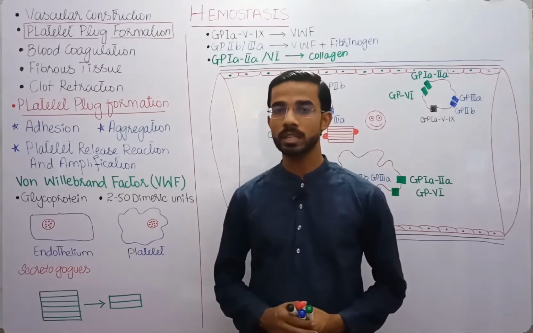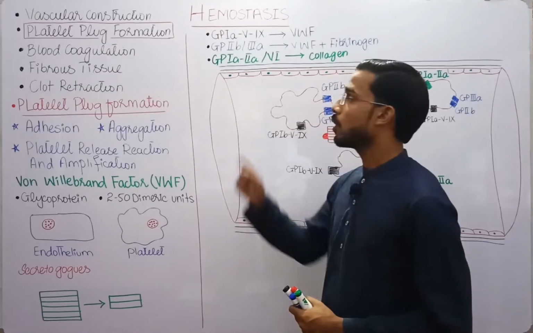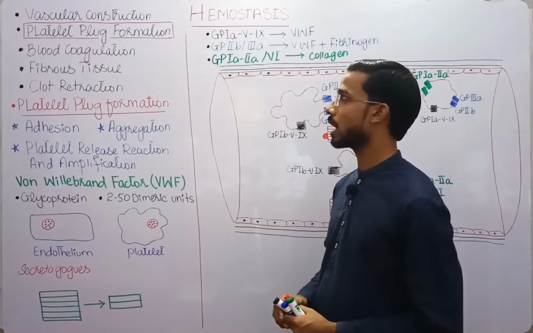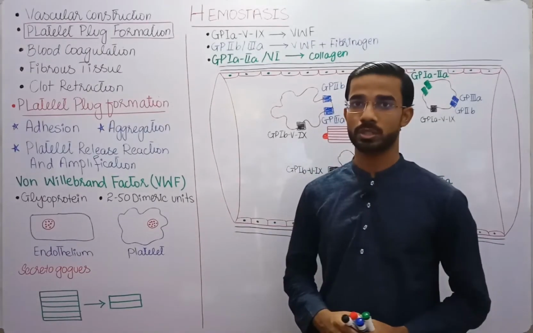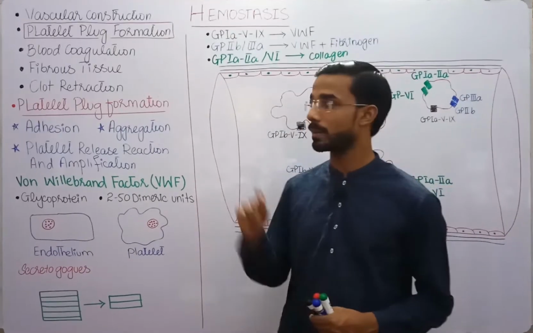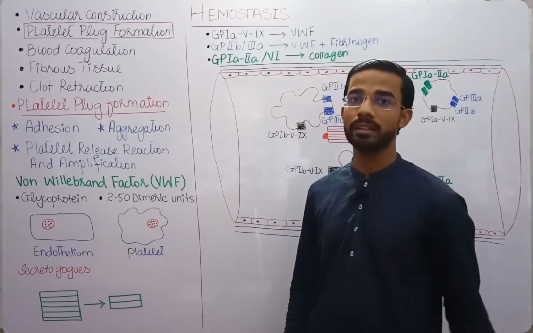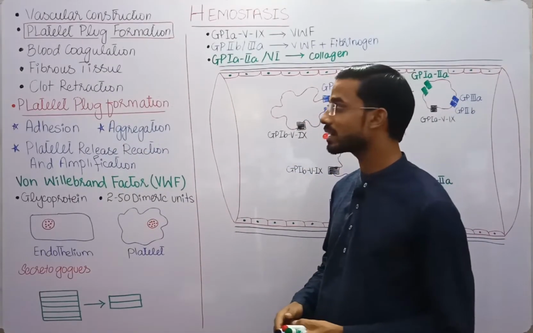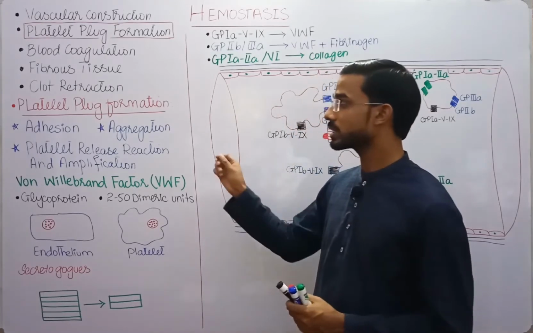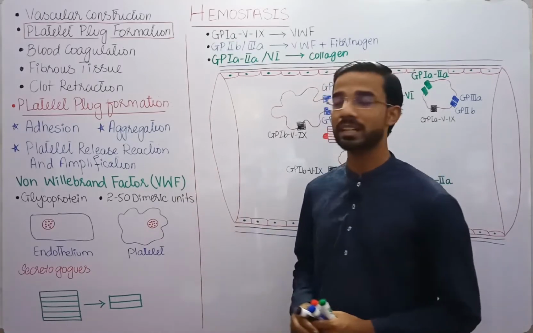As we are discussing hemostasis, in the previous lecture we discussed vascular constriction, but now we are going to discuss platelet plug formation. There are three processes involved in the formation of the platelet plug. First one is adhesion, second one is aggregation, and third one is platelet release reaction and amplification. Before we discuss these points, we first look at von Willebrand factor.